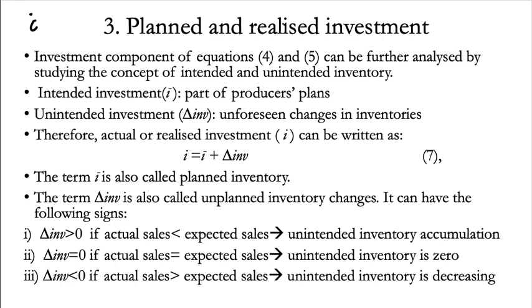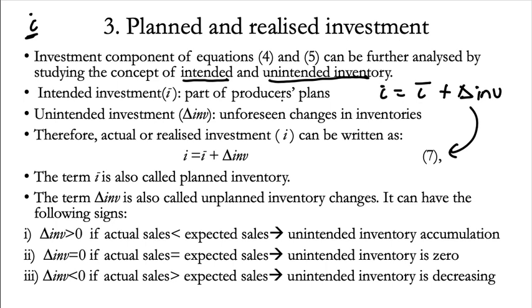Now, all of these are not something new. This is just revision from what you have learned during undergraduate study. Now, this component, which is represented in expressions 4 and 5 previously, can be further studied using the concept of intended and unintended inventory. Okay, so here, our investment expenditure, real investment expenditure, consists of intended and unintended inventory. Intended inventory is given by I bar plus unintended inventory given by delta INV, which is expressed in expression 7 here.